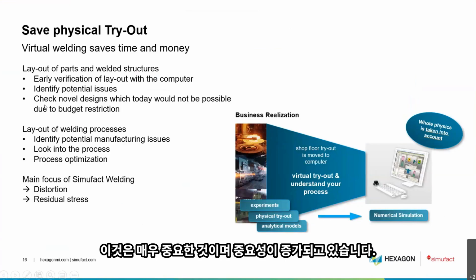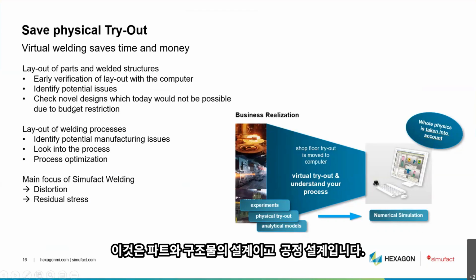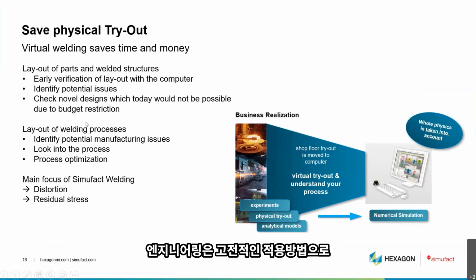And you can check, and this is something which is very important, or has increasing importance, and sometimes is simply not done: novel designs which today would not be possible due to budget restriction. This is the layout of parts and structures. The layout of the processes themselves, the engineering, that is the classical application. To identify potential manufacturing issues, to look into the process, to understand it, and of course to optimize the process. And as already mentioned, our main focus is on distortion and stress.